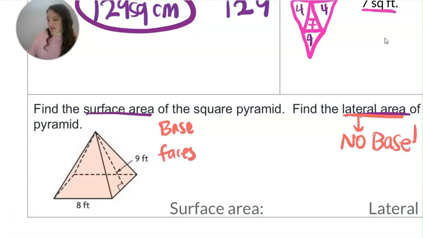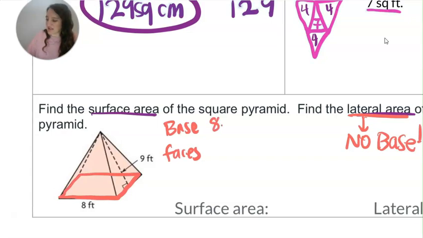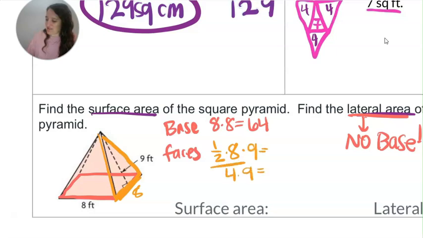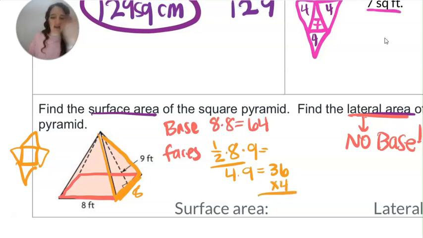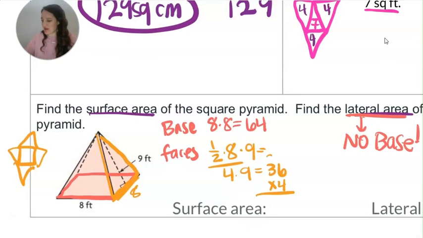Okay, so to find the whole surface area, we do need the base, and we need all of the faces. So starting with the base, it's a square pyramid, so we're going to go 8 times 8 and get 64. The faces are triangles, so we're going to go 1/2 times 8, because that's 8 times 9, and that's 4 times 9, which is 36. Because it's a square pyramid, there are 4 lateral faces. So we're going to times by 4 and get 144.